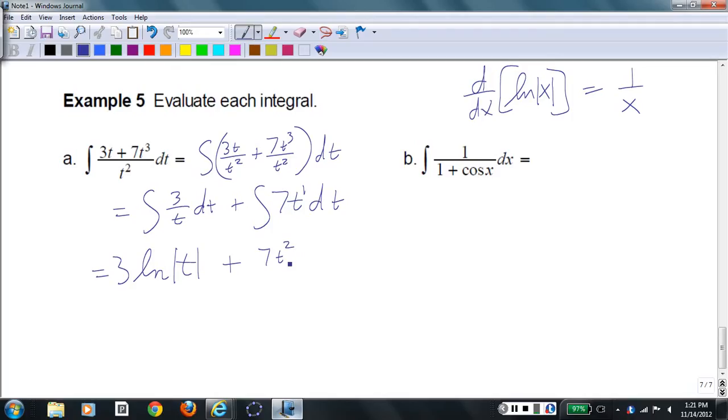7t squared over 2. And notice I've already begun to be cavalier with my use of the constant of integration. Technically, I should probably put a plus c sub 1 after this first one, and a plus c sub 2 after the second one, and let c equal c sub 1 plus c sub 2. But I'm just going to say plus c.